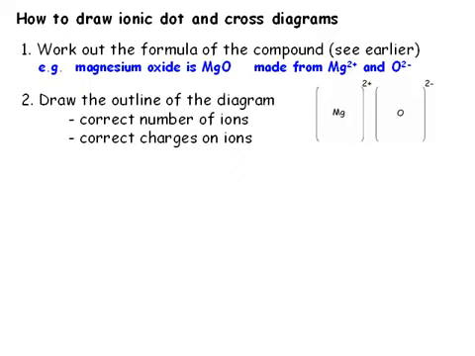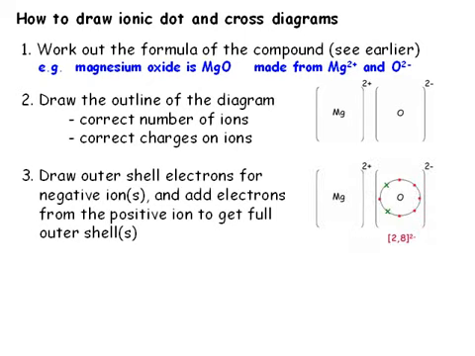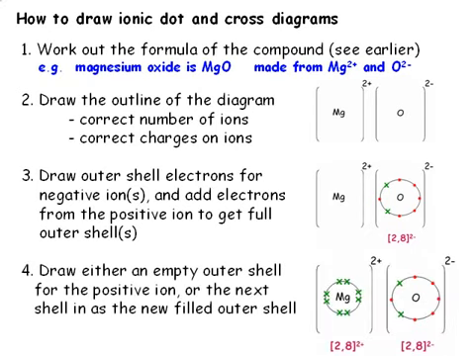Now we draw the outer shell electrons for the oxide ion. It started as an oxygen atom with 6 outer shell electrons of its own, which we'll show as dots. It also took the 2 outer shell electrons from the magnesium atom, which we'll show as crosses, so now it has a full outer shell. Finally, we can finish the magnesium ion. We're allowed either to show this as having an empty outer shell, or we can draw the next shell in, which is filled and now becomes the outer shell.